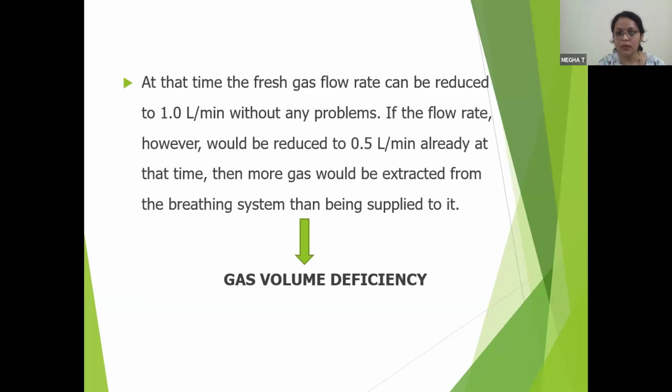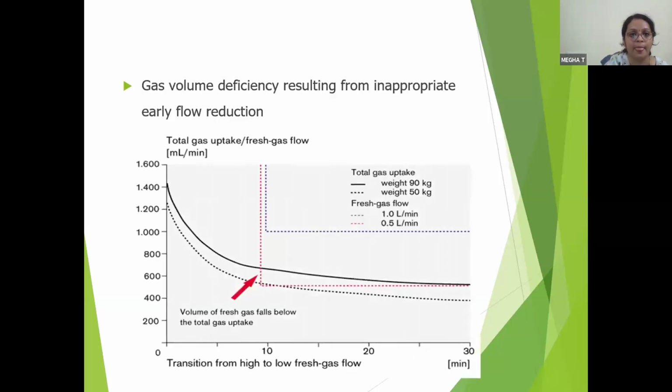Hence, fresh gas flow is reduced before stabilization of the uptake that has occurred in the initial period. So what can this result in? It can cause decreased tidal volume, change in ventilatory pattern, and inadequate depth of anesthesia. So that has to be kept in mind.